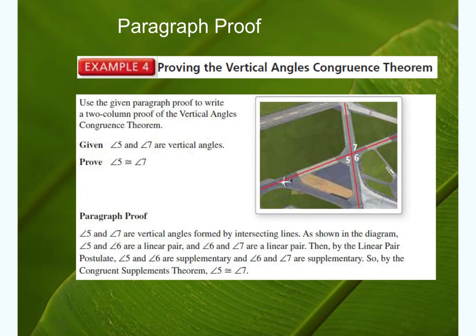Okay, paragraph proof. Proving vertical angles congruence theorem. This one says, use the given paragraph proof to write a 2-column proof of the vertical angles congruence theorem. Given angle 5 and 7 are vertical angles, prove angle 5 is congruent to angle 7. Now the paragraph proof says if they're vertical angles formed by intersecting lines and they're a linear pair, and I know they're a linear pair because they form that line, 5 and 6 are a linear pair, 6 and 7 are a linear pair. Then the linear pair postulate says they're both supplementary, and since they are both supplementary to the same angle or to congruent angles, they would be congruent.